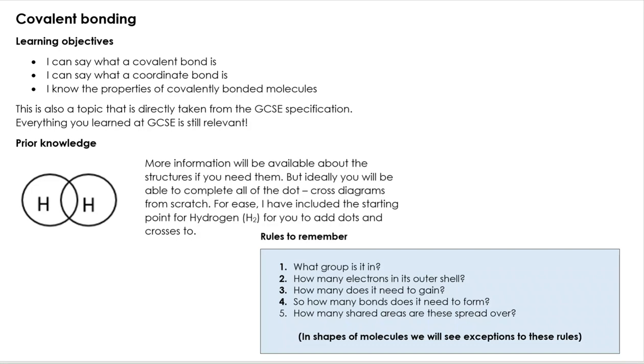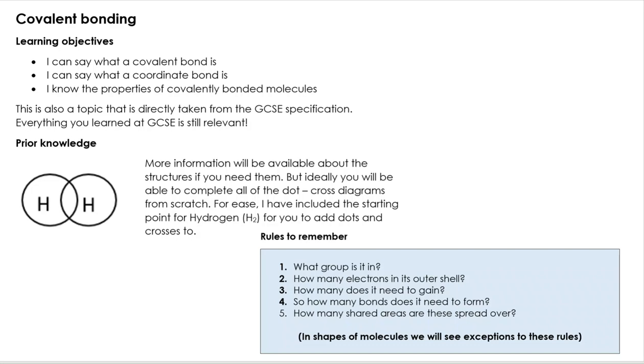Hydrogen, what group is it in? Well, hydrogen is not technically group 1, but it does have one electron in its outer shell. So that answers number 2. So how many does it need to gain to get a full outer shell? In this case, it needs to gain 1 because the principal energy level holds 2 electrons. So for every electron that you need to gain, you need to put 1 in. So you need 1 covalent bond.